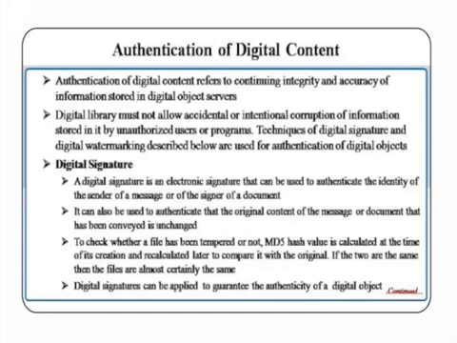A digital signature is an electronic signature that can be used to authenticate the identity of a sender of a message or the signer of a document. It can also be used to authenticate that the original content of the message or document that has been conveyed is unchanged. To check whether a file has been tampered with or not, an MD5 hash value is calculated at the time of its creation and recalculated later to compare it with the original. If the two are the same, then the files are almost certainly the same.